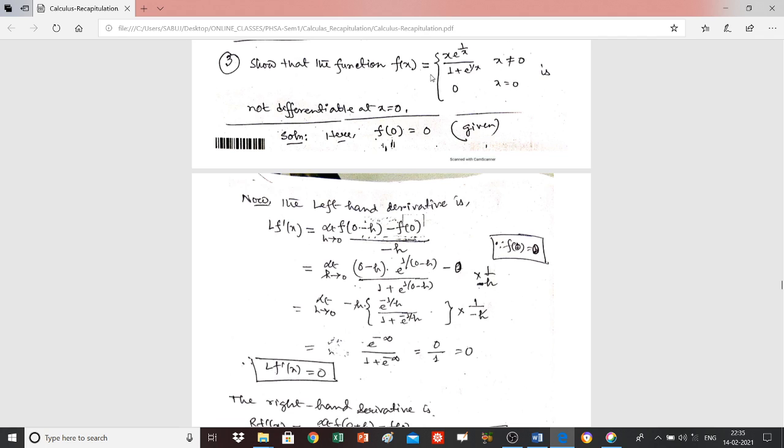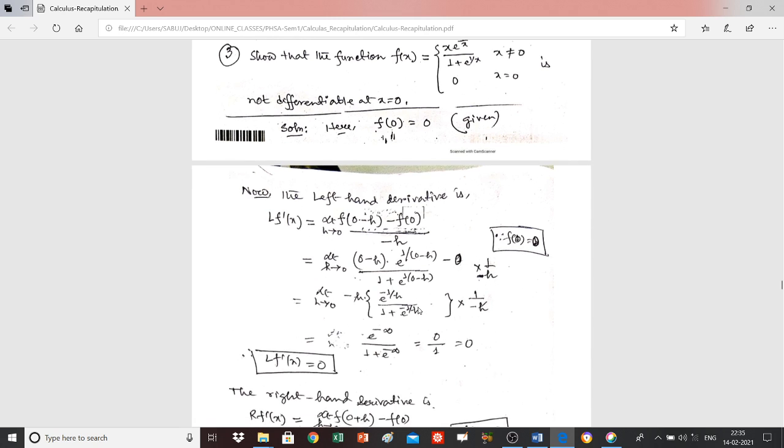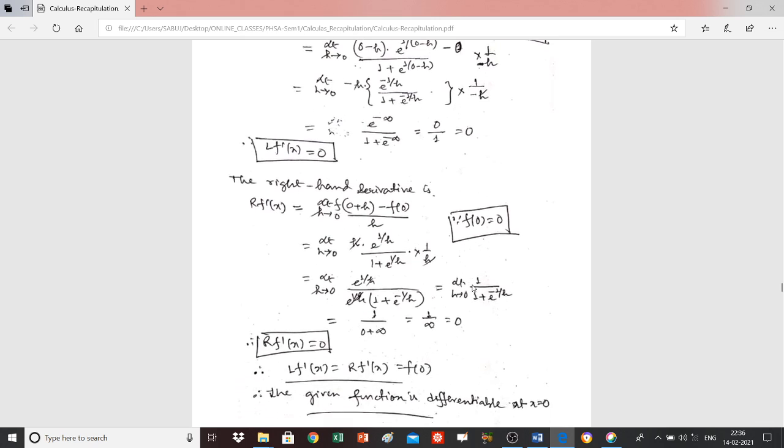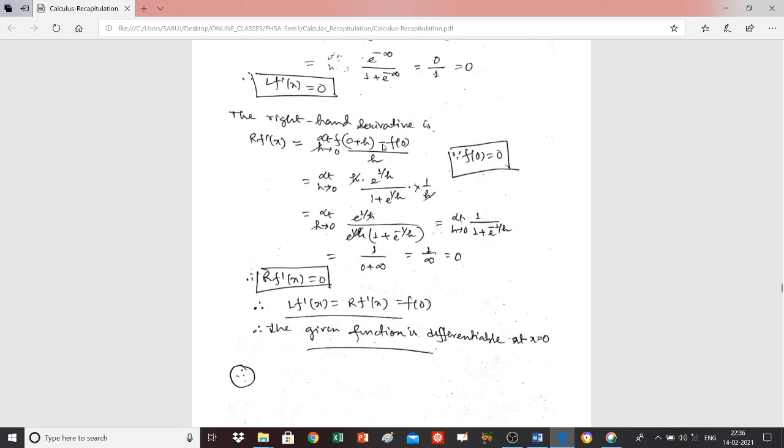So we have to use the value f(x) equal to x e to the power 1/x divided by 1 plus e to the power 1/x, that is done here. x means 0 minus h, e to the power 1 by 0 minus h, by 1 plus e to the power 1 by 0 minus h, minus f(0) which is equal to 0, and into 1 by minus h. This h is here. So just calculate, and finally you obtain that the left hand derivative is equal to 0.